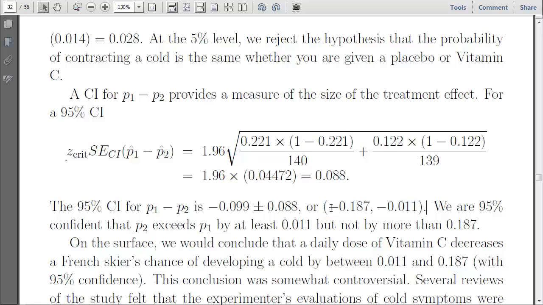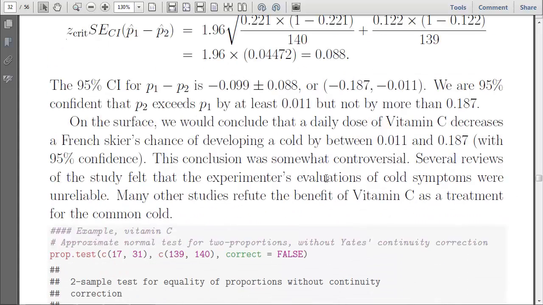Okay, but it looks like we have a negative difference here, which says that vitamin C reduces the French skier's chance of developing a cold by somewhere between, say, 1% and 19%. And this conclusion's been somewhat controversial. I know that some of you will want to stop here and run out and get vitamin C.